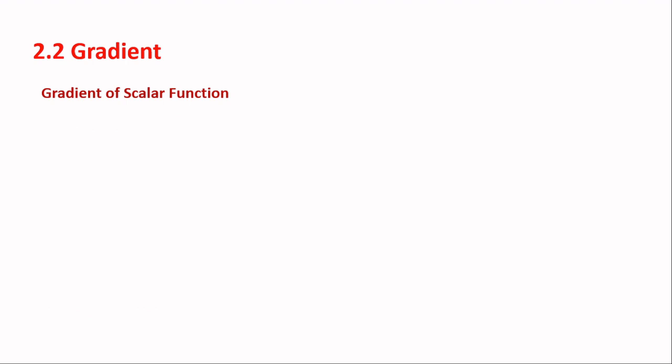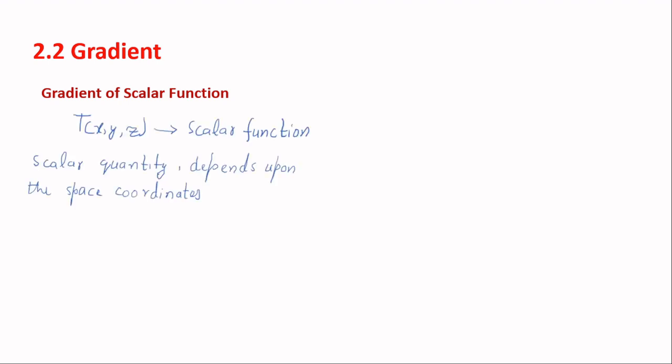Next, we discuss another type of derivative in differential calculus, which is the gradient. We take the gradient of a scalar function. Mainly there are two types of functions in mathematics, vector function and scalar function. So what is a scalar function? A scalar function is a scalar quantity and it depends upon the space coordinates. Examples are temperature, pressure, and density, because these physical quantities vary with respect to coordinates. When you move in space, these quantities may vary. So these are scalar functions, and these quantities are scalars.